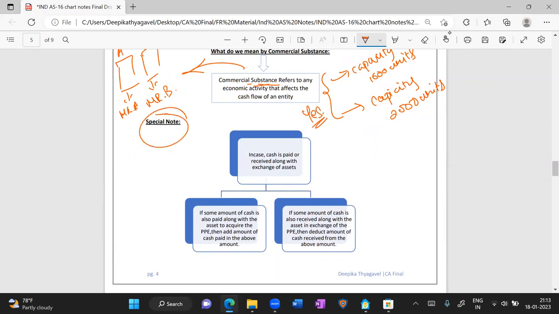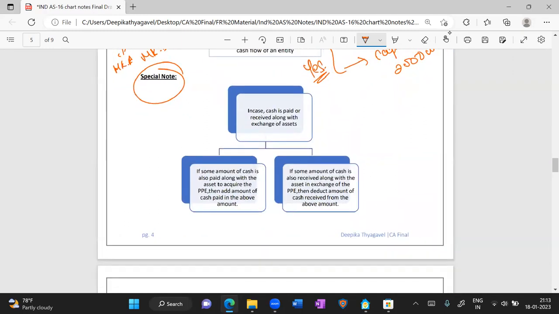Next is a special note. What is the special note for? In case, along with this exchange transaction, some cash is also being exchanged. Along with this exchange transaction, some cash is also being exchanged. In that case, either I'm giving up some of my asset plus some cash, or I'm receiving an asset plus some cash, right? Either way, if anything is happening, then how will we do it?